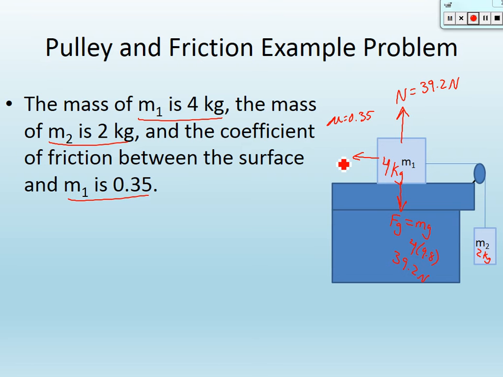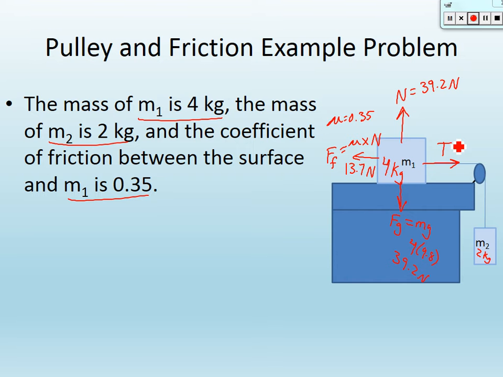We got force of friction. How do you find force of friction? Well, it's equal to mu times what? Normal force. So let's do that. What's 0.35 times 39.2? Good, 13.7. Let's label that and put it on our free body diagram, 13.7 newtons. And then there's one more force in this rope here, which we call tension, but we don't know what it is. We don't have enough information to solve for it yet.